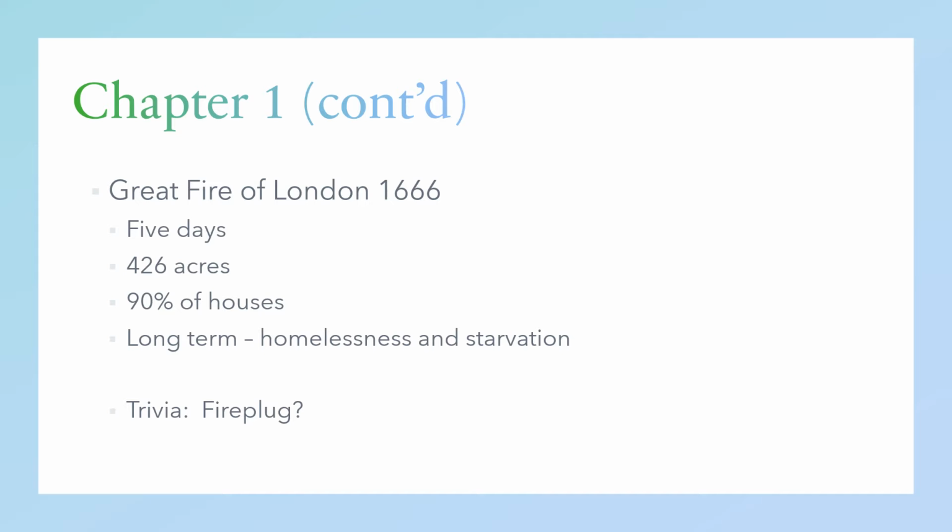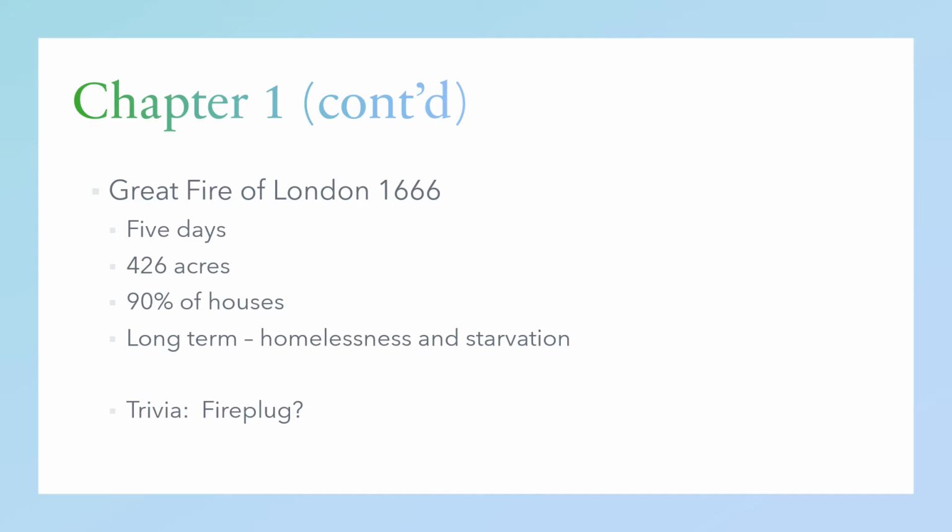1660, the Great Fire of London, it lasted for 5 days. 426 acres and 90% of the houses were destroyed. Now, compare that to the Caldor Fire in California that's burned how much acreage? Plus 500,000 acres. It's now on the outskirts of Tahoe in California, massive destruction that's out there.